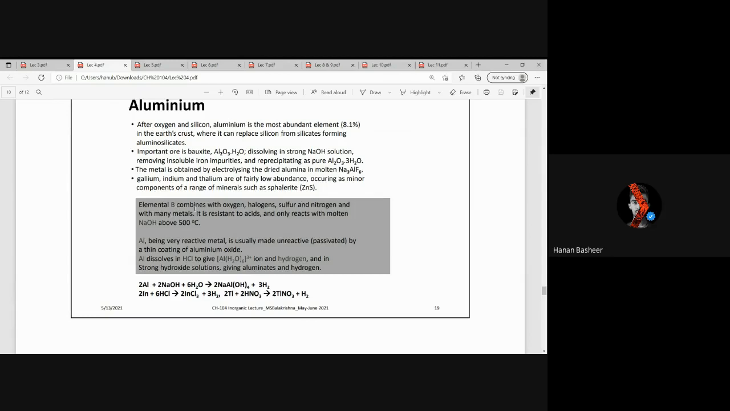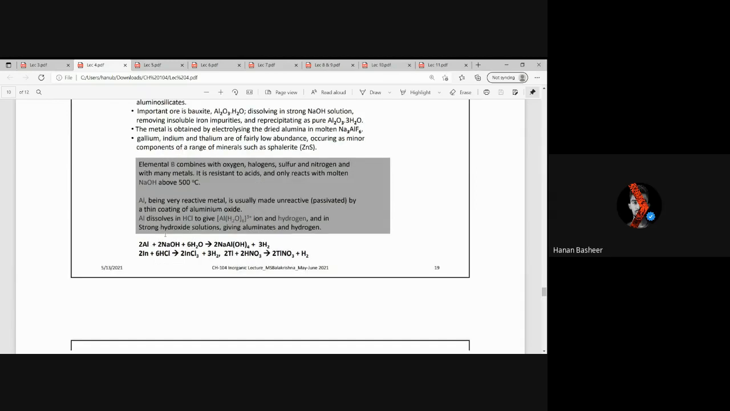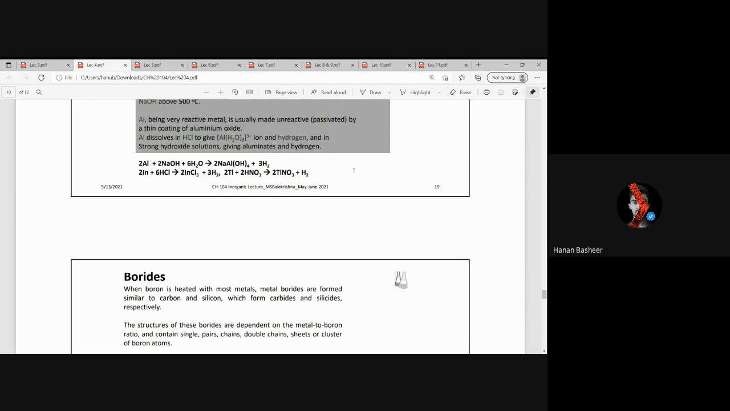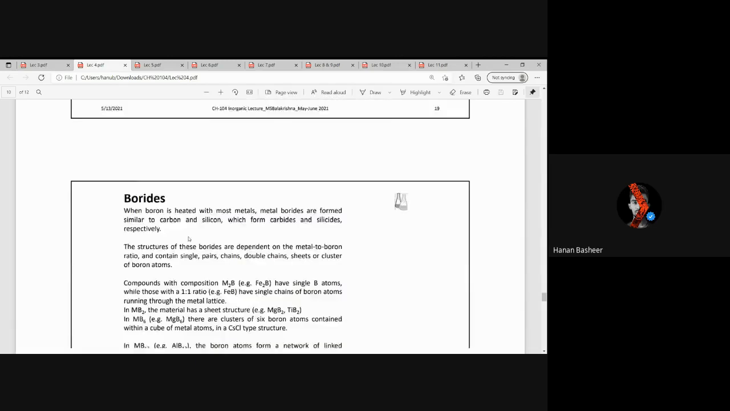Then element B combines with oxygen, halogen, sulfur, nitrogen, and many elements. It is resistant to acid and only reacts with molten NaOH above 500 degrees. So we have to keep this in mind, the temperature, and it only reacts with NaOH. And aluminum is very reactive, and it forms a passive layer of oxide on its surface, and Al dissolves in HCl to give the [Al(H2O)6] ion and hydrogen, and in strong hydroxide solution, giving aluminates and hydrogen. So this is the reaction which you have to remember.